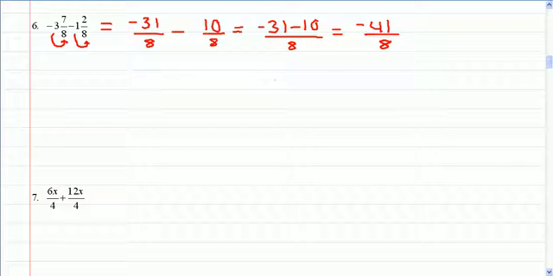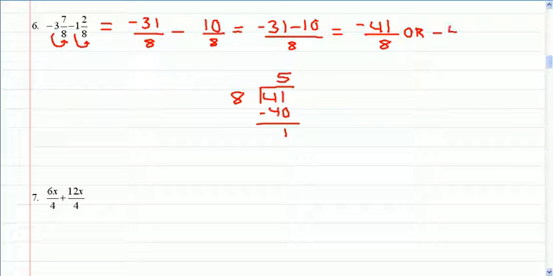So as an improper fraction, the answer is negative 41 over 8, but if I change this to a mixed number, 8 goes into 41 5 times, and I have a remainder of 1, so this can also be written as negative 5 1/8.